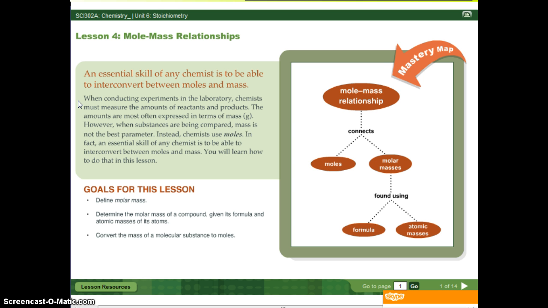Goals for the lesson: define molar mass, define the molar mass of a compound given its formula and the atomic masses of its atoms, convert the mass of a molecular substance to moles. So, the mole-mass relationship connects moles and molar masses, and it's found using formulas and/or atomic masses.